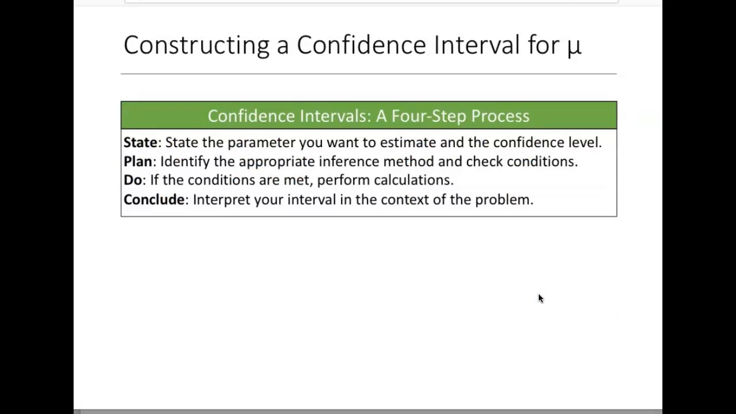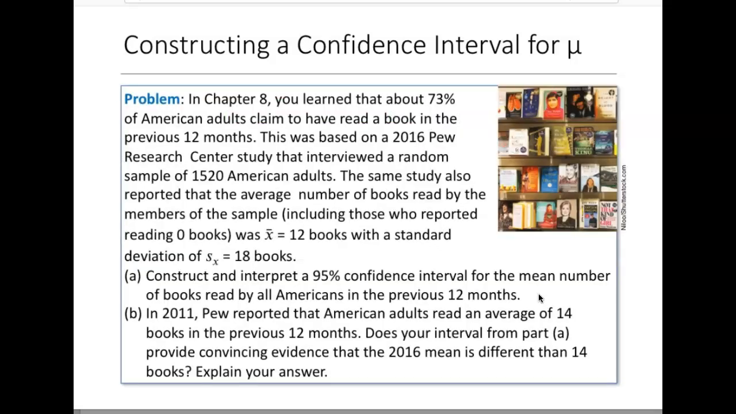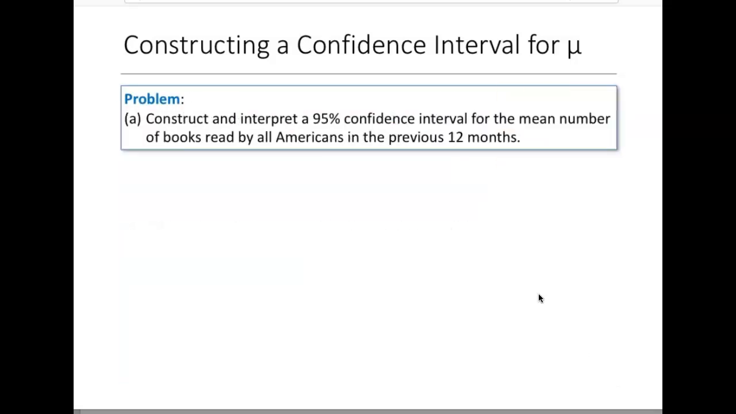All right, and we can use the 4-step process to organize our thoughts on this same idea: state, plan, do, and conclude. And then we will create a confidence interval. We're going to do that here. So we're going to construct a 95% confidence interval for the mean number of books read by all Americans in the previous 12 months.